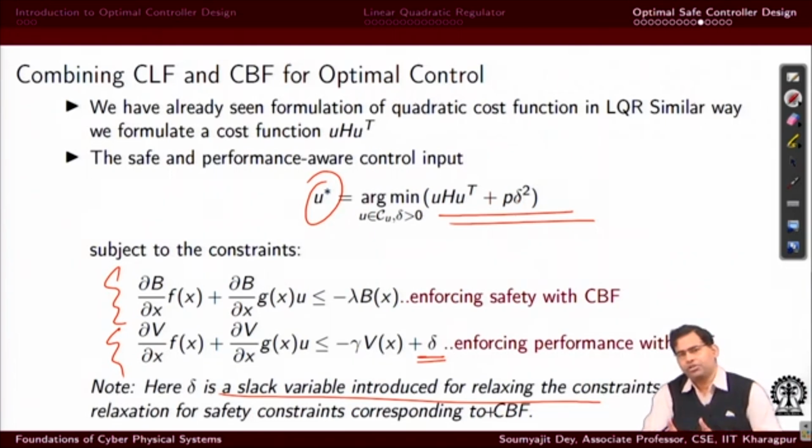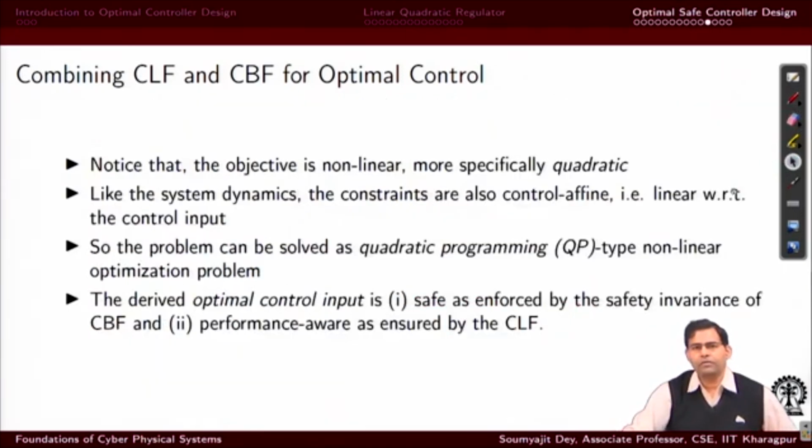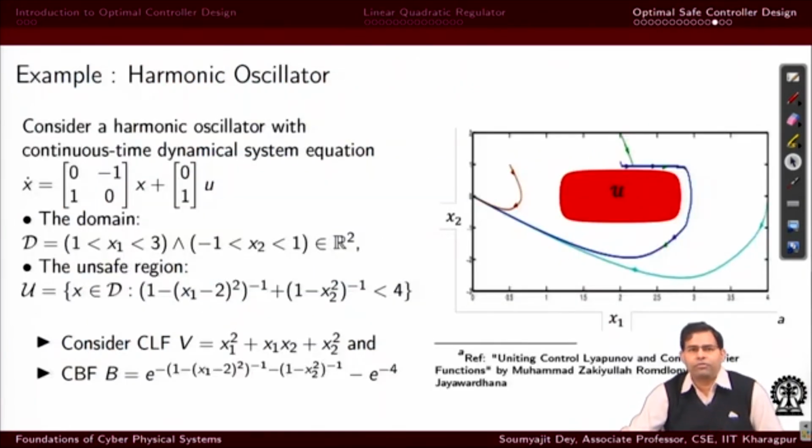I can have some relaxation over it. Okay. So, this is how we define the control and also make it safe here. The objective is non-linear and quadratic, like you see, and also you can use some well known quadratic programming solvers to solve this non-linear optimization problem. Safety is enforced by the CBF, and the performance is enforced here by the exponential decay of the control Lyapunov function.